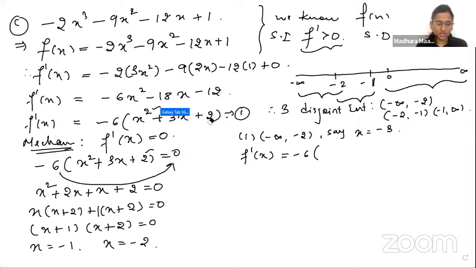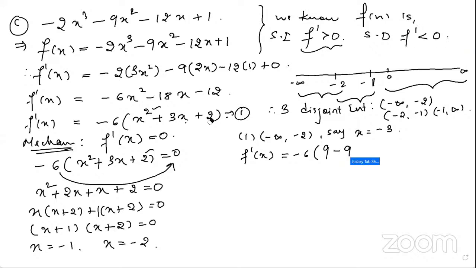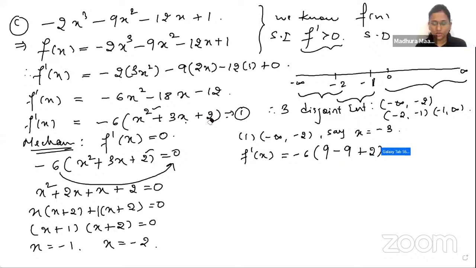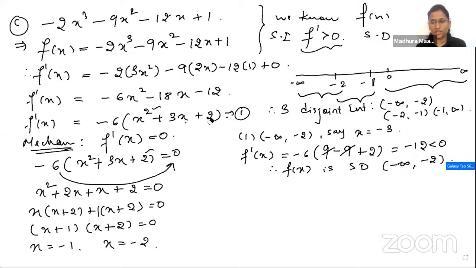Okay, first minus 3 square is what? 9, correct? 3 into minus 3 is what? Minus 9, plus 2. Okay, so this and this is 0. What is left? Minus 6 into 2, which is minus 12, which is what? Less than 0. So what happens? F of x is strictly decreasing. In which interval? Minus infinity to minus 2. Are you all understanding? Yes, ma'am.